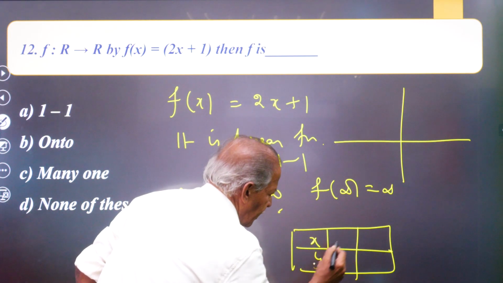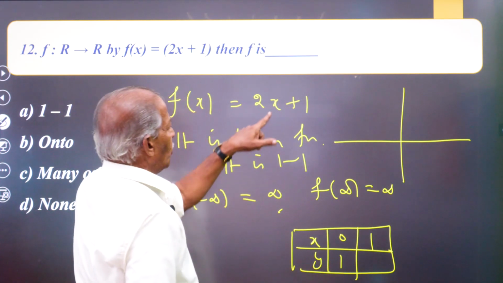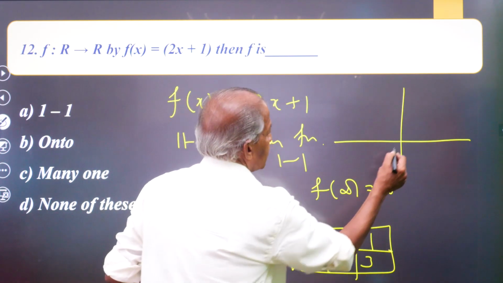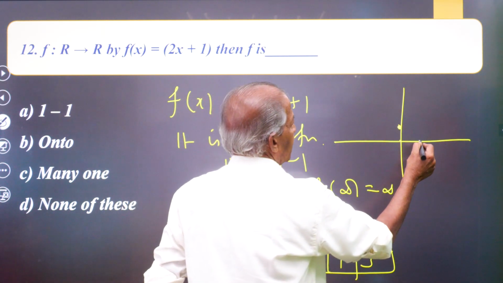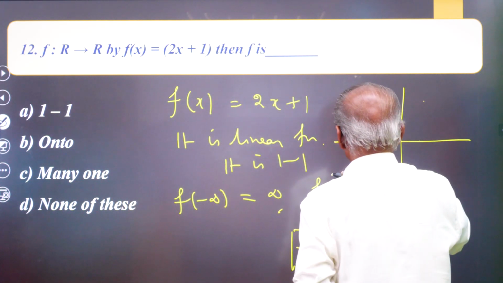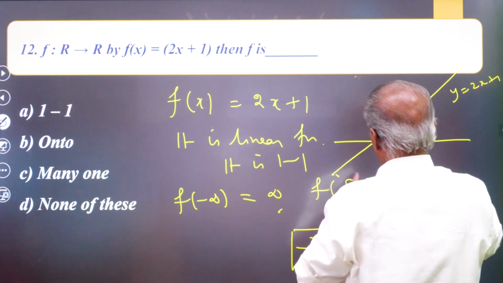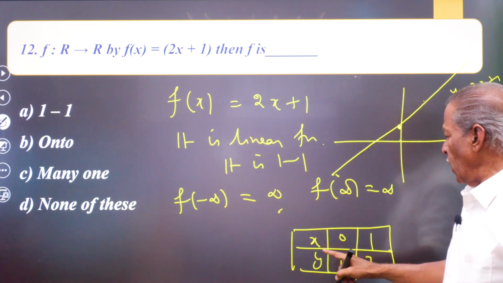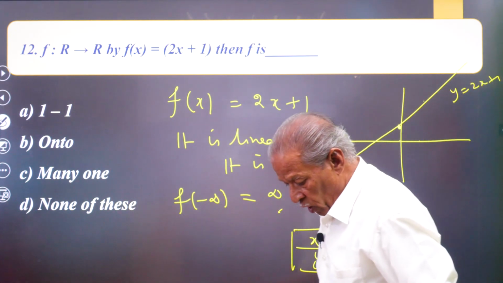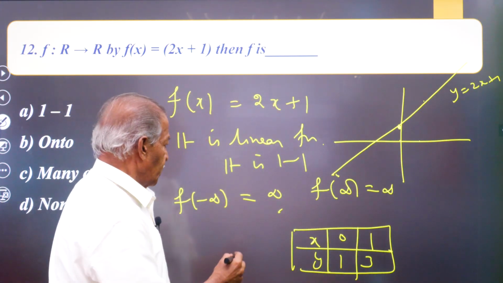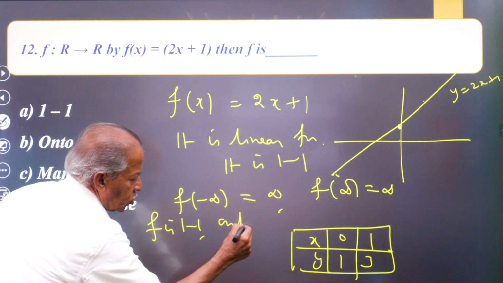x, y, 0, 1. Put x equal to 0, you get the value 1. Put x equal to 1, you get 3. 0 means the point here, and 1 means the point here, equal to 3. Therefore, the straight line is of the form y equal to 2x plus 1, an increasing straight line, and from minus infinity to plus infinity it takes all values. Therefore, f is one-one and also onto.